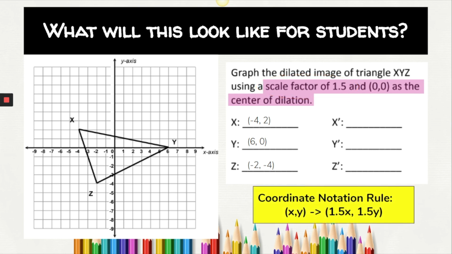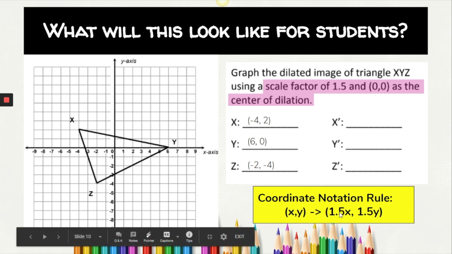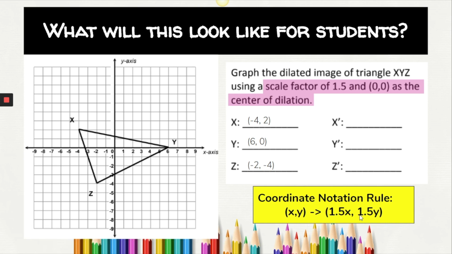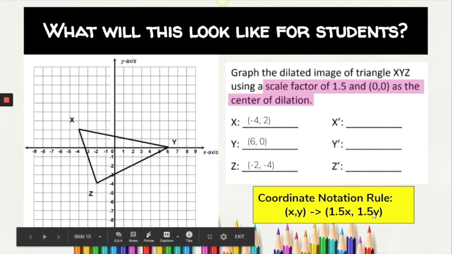Now, here's the coordinate notation rule. And this is what you want to get your students used to seeing and writing. Here what we have is the original ordered pair. And then what we're doing is mapping it to say, what are we going to do to this x in order to get our new x value? What are we going to do to the y to get the new y value? For both of these, since our scale factor is 1.5, we're going to take each x coordinate and multiply it by 1.5, and then take each y coordinate and multiply it by 1.5, and that will give us our new coordinates.